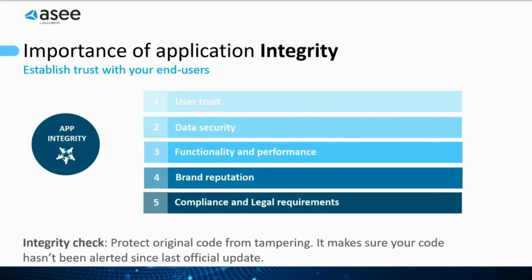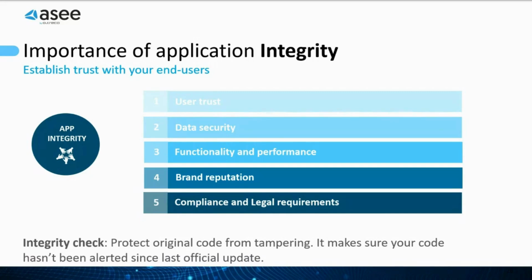First of all, because of the user trust. Users are more likely to trust and continue using an application that demonstrates a commitment to maintaining its integrity. Also, maintaining app integrity helps protect user privacy and prevents data leaks, which is very important for data security. It is very important that functionality and performance of the app are not compromised. An application with a high integrity is less likely to have some unexpected errors, crashes, or some other problems.